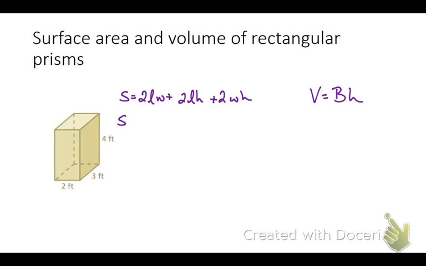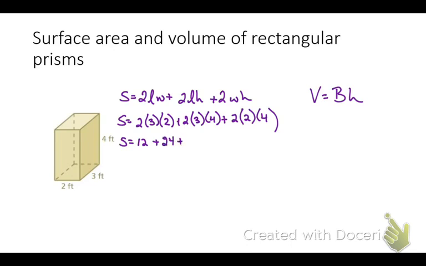All right, so S equals 2 times 3 times 2 plus 2 times 3 times 4 plus 2 times 2 times 4. All right, did yours look like that? Guys, we can do this mental math, right? What's 2 times 3? 6. What's 6 times 2? 12. What's 2 times 3 times 4? 24. What's 2 times 2 times 4? 16.